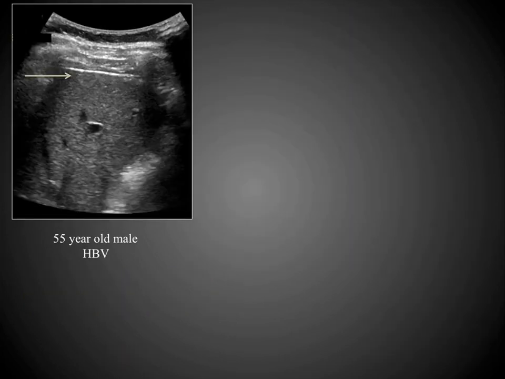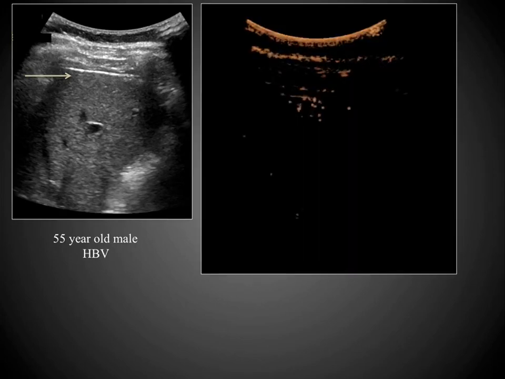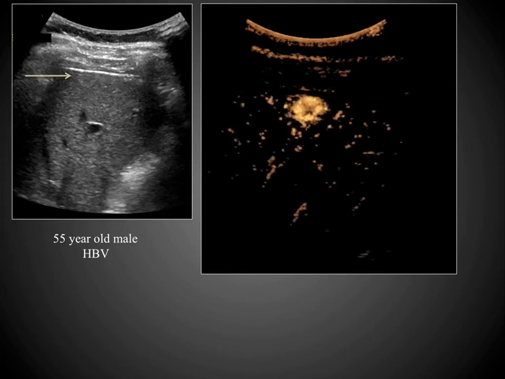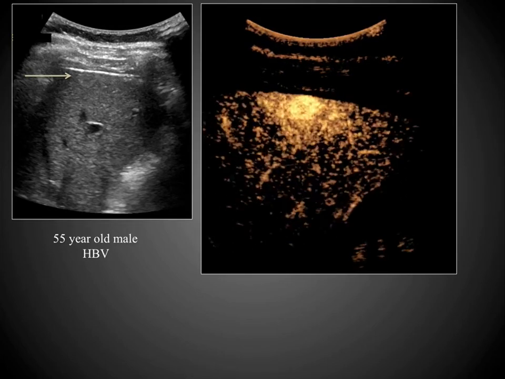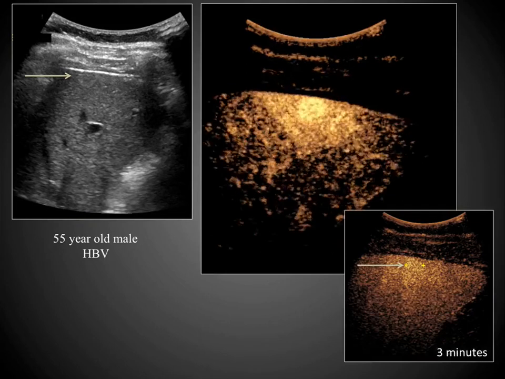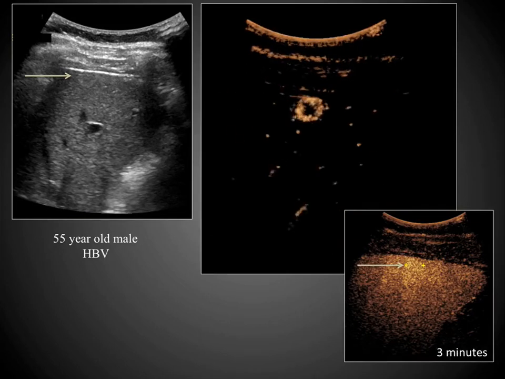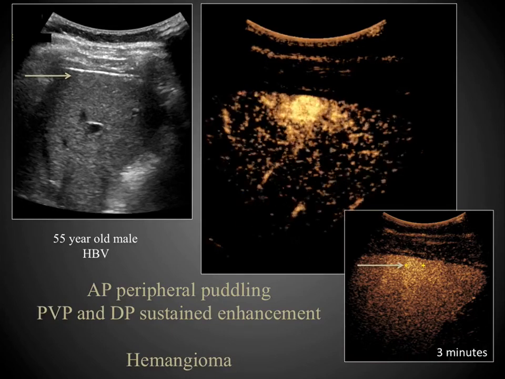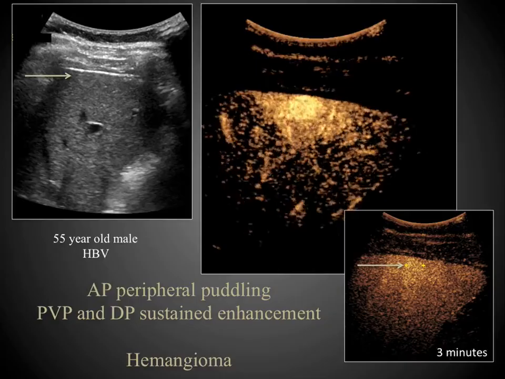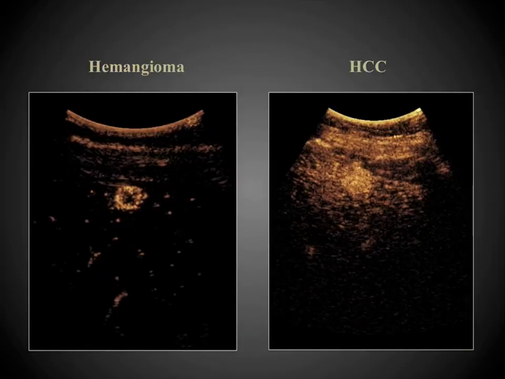The second patient has a similar nodule demonstrating arterial hypervascularity. However, this nodule shows rapid peripheral puddling with centripetal filling within seconds, classic for a flash-filling hemangioma. There is sustained enhancement at 3 minutes. This patient may return to regular surveillance and no further investigation is required at this time. Dynamic real-time capability allows for characterization of benign nodules on the basis of their arterial phase filling pattern.